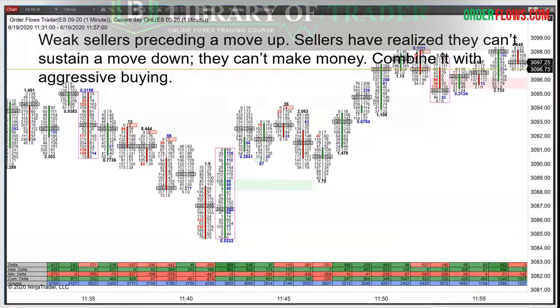So for example, okay, this is weak sellers preceding a move up. So sellers have realized they can't sustain the move down, right? They can't make money. When you think of a weak seller, someone's thinking, well, I've got to sell, I think the market's going lower. And what happens? The market turns around and starts going higher.